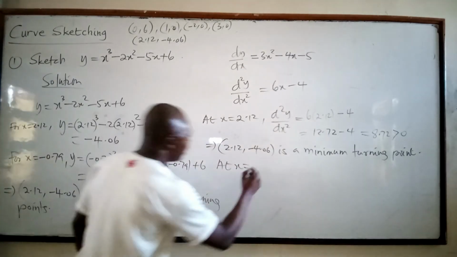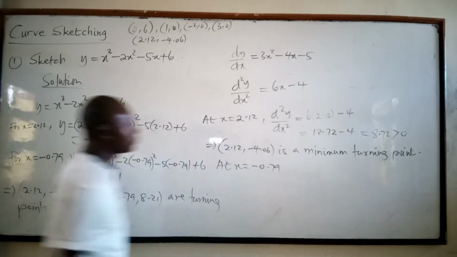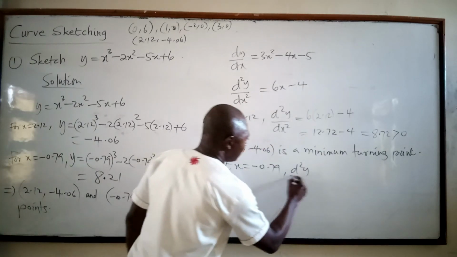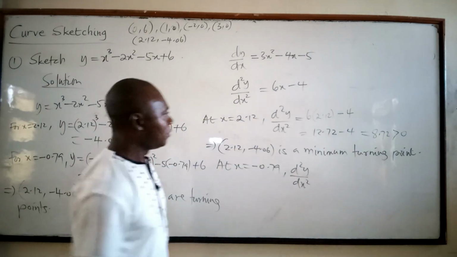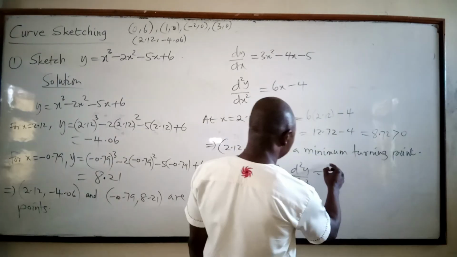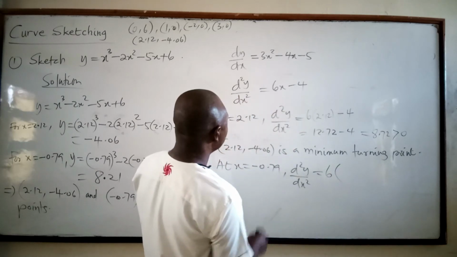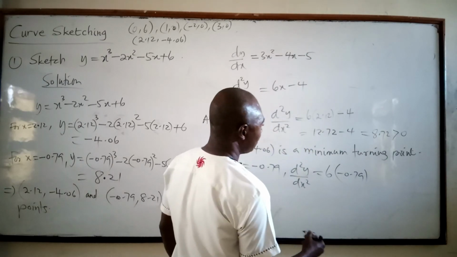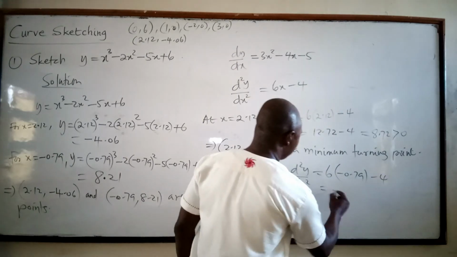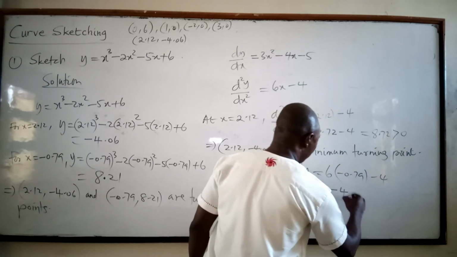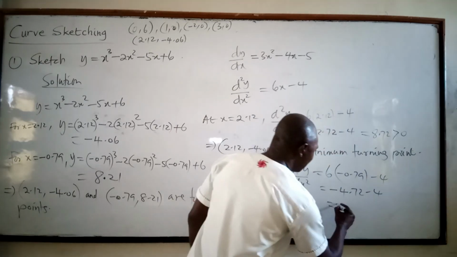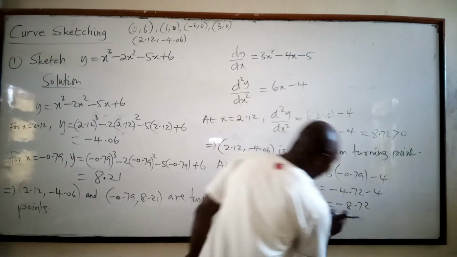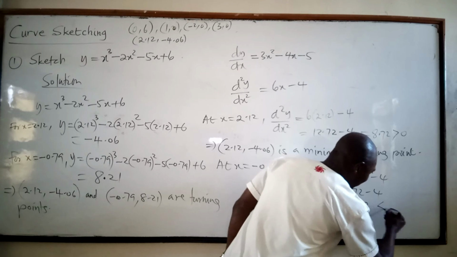Now, the next one, at x equal to, let's look at this x value, at x equal to negative 0.79, isn't it? D squared y dx squared is equal to 6 times negative 0.79 minus 4. And this is equal to negative 4.72 minus 4, negative 8.72.